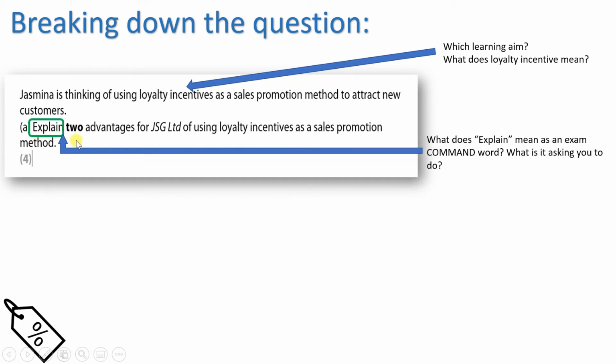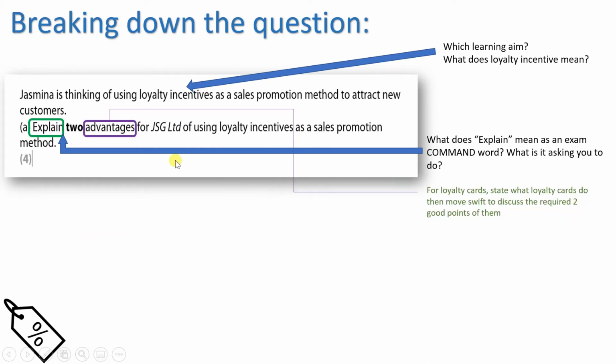Next, let's examine the exam command word. Here it says explain 2 advantages. So explain, what does that mean? What's it asking you to do? It's to set out the purpose or the reasons for actually using a loyalty incentive. And as it's got 2, we've got 2 purposes we need to describe.